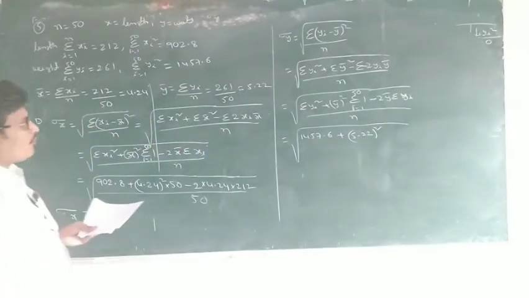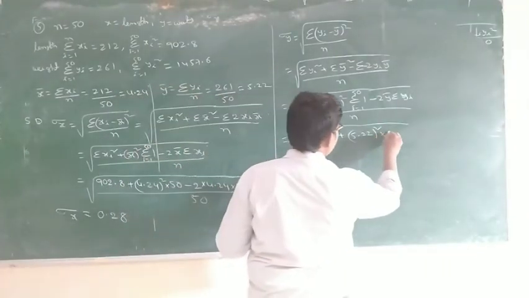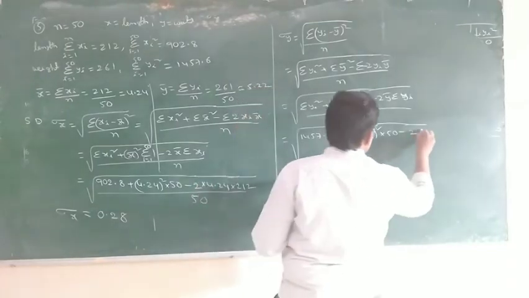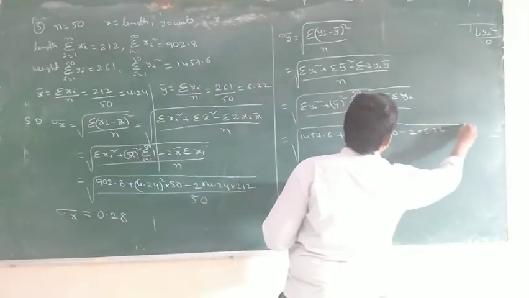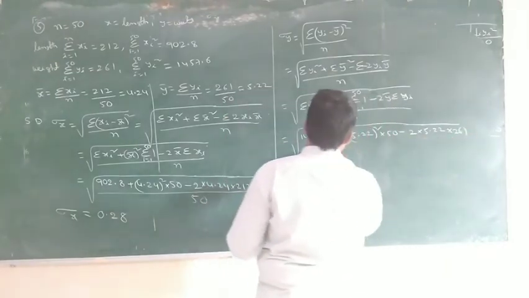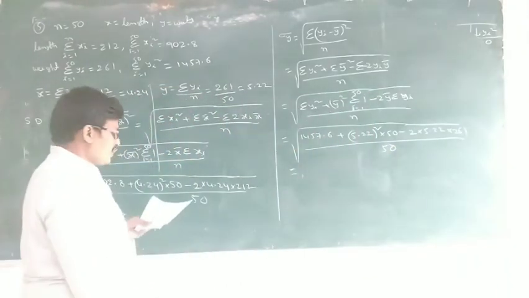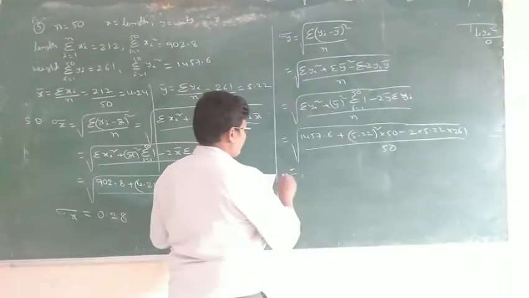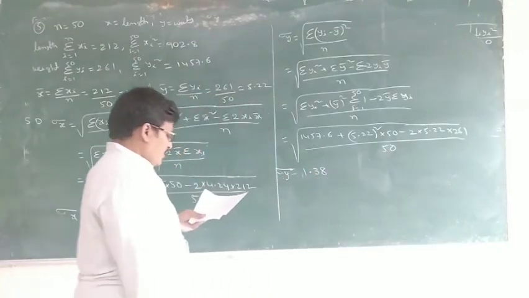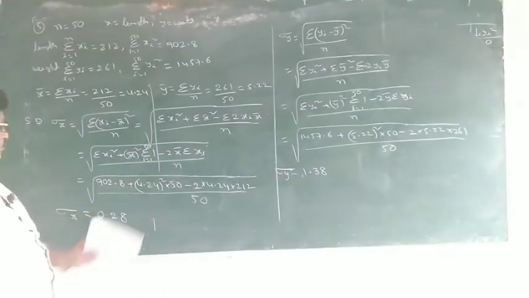X bar is 4.24, y bar is equal to 5.22 whole square into Σ1 equal to 50, minus 2 into y bar, which is 2 into 5.22, into Σyi. Σyi is equal to 261 by small n equal to 50. So you have to calculate using a simple calculator. The total answer is σy equal to 1.38. So which one is more variable? σy is more variable.